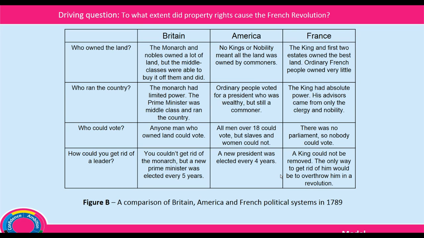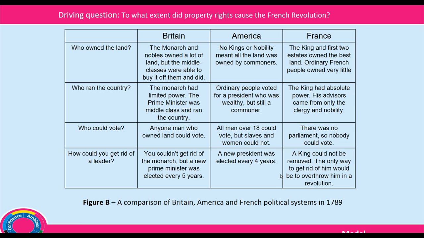Figure B shows a comparison between the political systems of Britain, America, and France. You will see how old-fashioned France had become. Who owned the land? In Britain, the monarch and nobles owned a lot of land, but the middle classes were able to buy it off them, and they did.